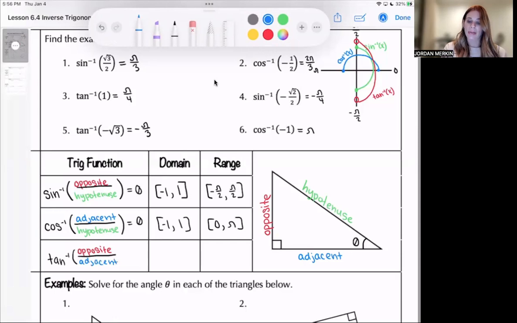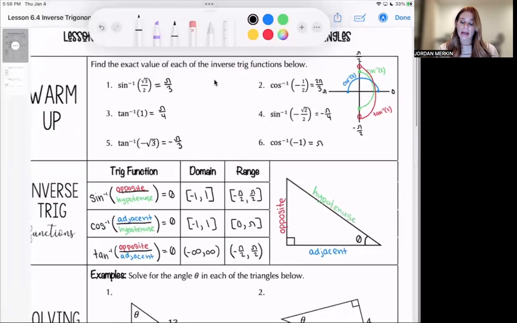And we get out theta. The domain for inverse tangent is actually negative infinity to positive infinity. And then the range, remember it's quadrants 1 and 4 for inverse tangent, but we don't include the endpoints. So it's going to be from -pi/2 parentheses to pi/2. And that's because it's undefined at pi/2 and -pi/2.